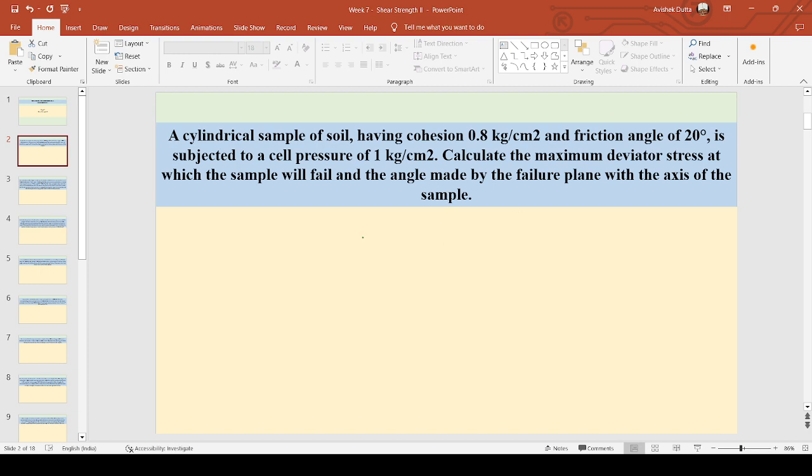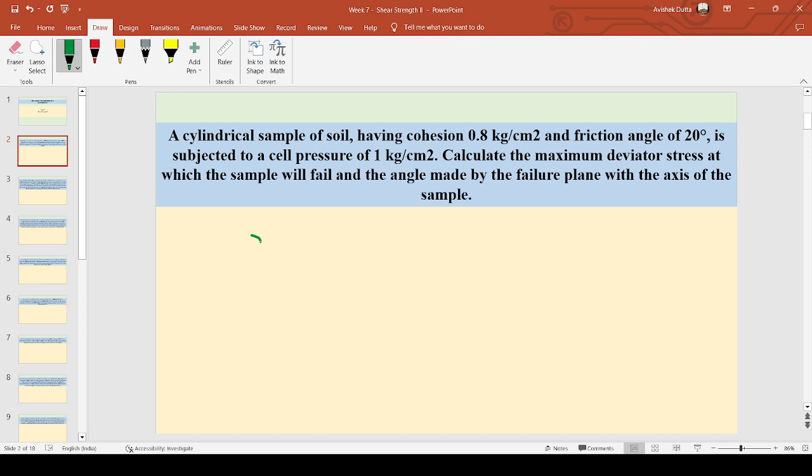Okay, so the formula for a triaxial test is sigma 1 equal to sigma 3 tan square alpha plus 2c tan alpha. Here sigma 3 has been given: the cell pressure is 1 kg per centimeter square. C is given and phi is given.